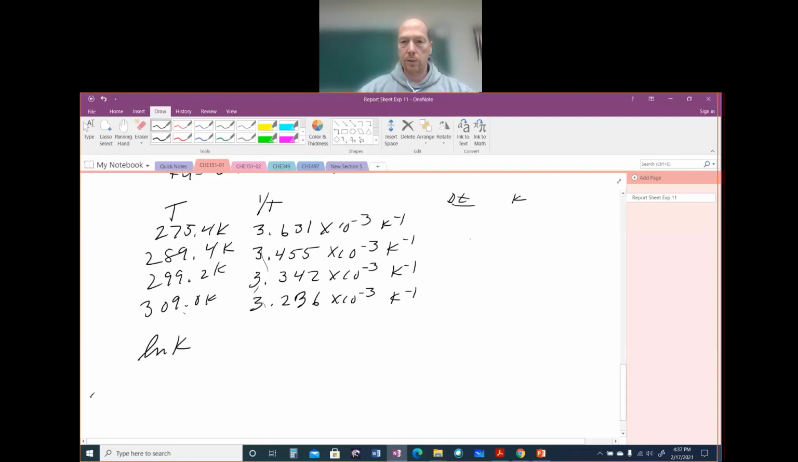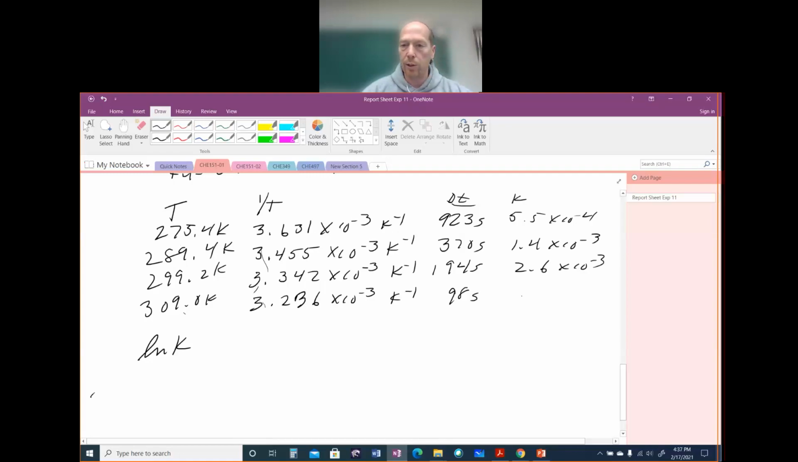So my change of time, 923 seconds, 370 seconds, 194 seconds, and 98 seconds. Those were the times in my data sheet. And then the K, I calculated those above, just rewrite them. 5.5 times 10 to the minus 4, 1.4 times 10 to the minus 3, 2.6 times 10 to the minus 3, 5.2 times 10 to the minus 3.